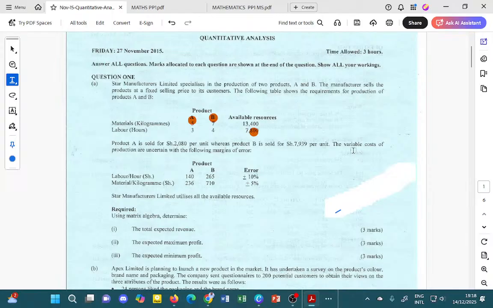So product A is sold for 2,080 per unit, whereas product B is sold for 7,939 per unit. The variable costs of production are uncertain with the following margins of error.